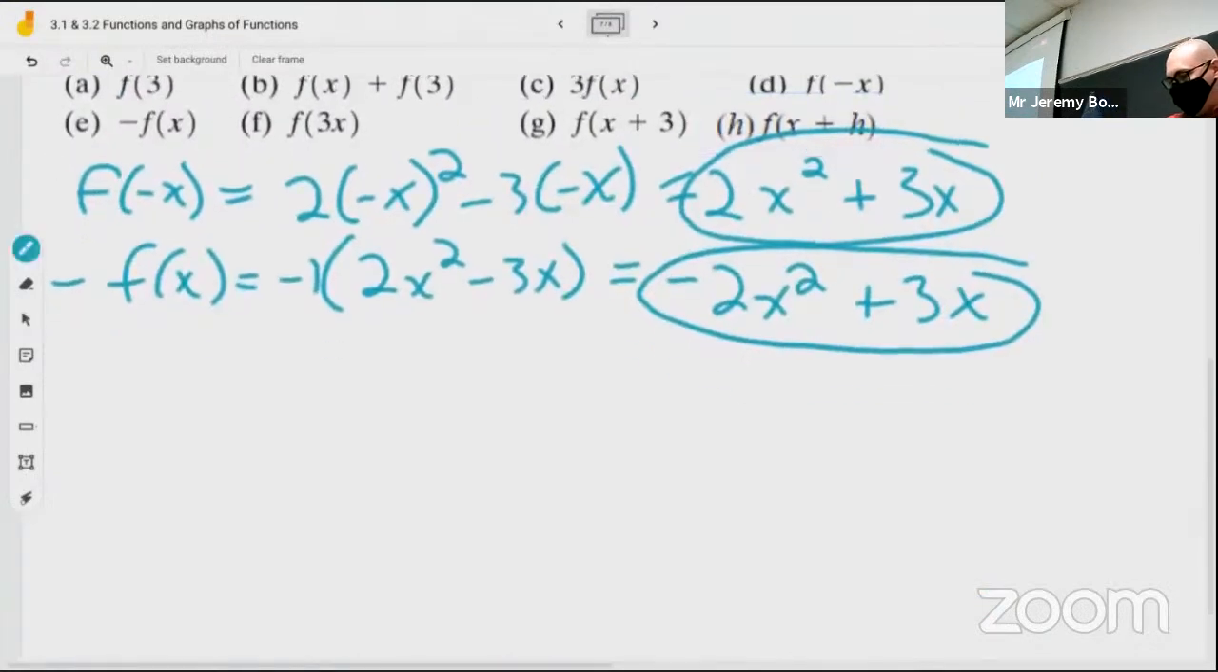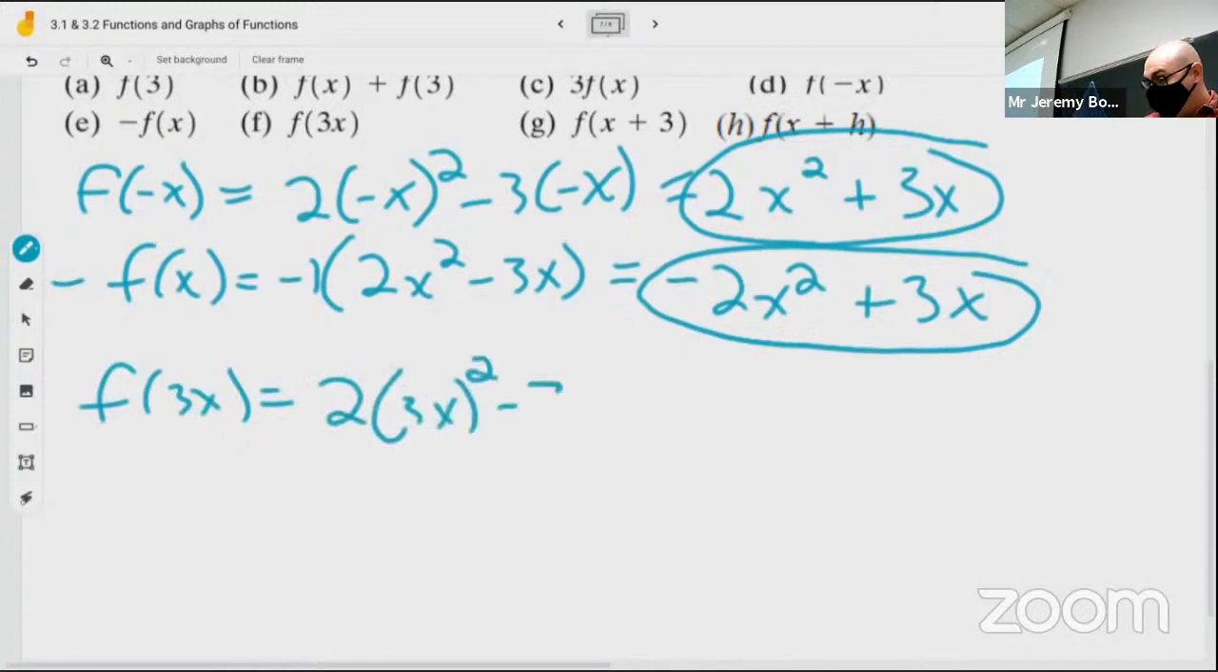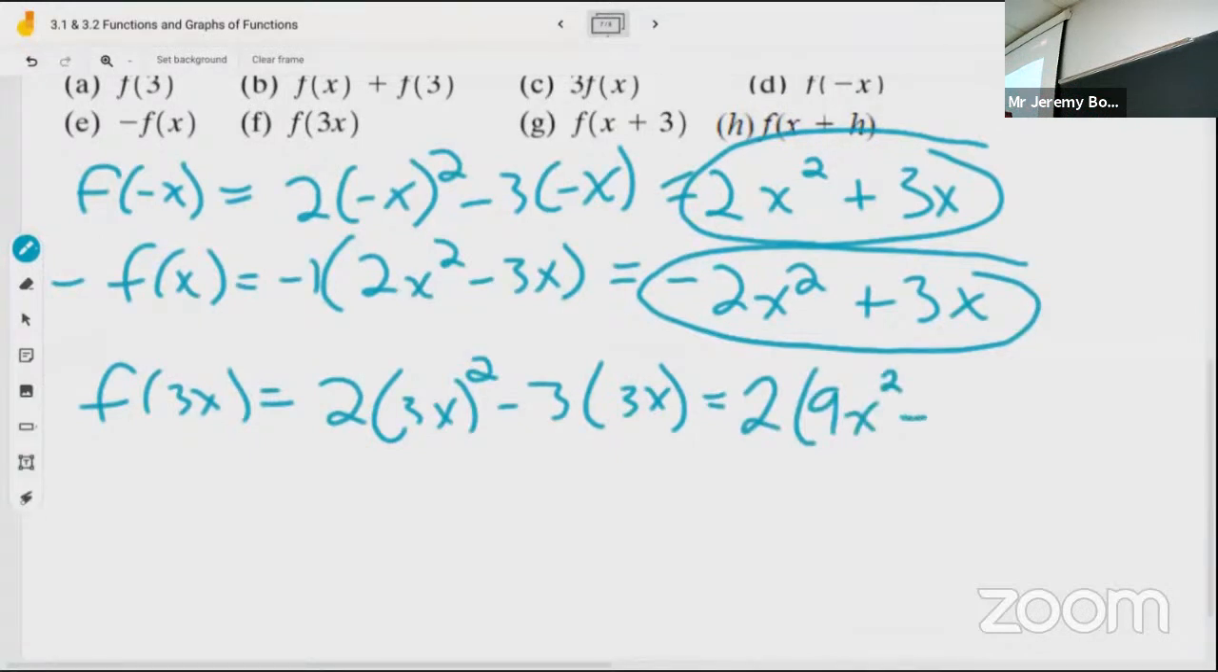All right, what was next? F of 3x. So we're just going to substitute in a 3x everywhere there's an x. So we have 2 times 3x squared minus 3 times 3x. The first one, that's going to be 9x squared. And it's going to be minus 9x. And then let's multiply the 2. So 18x squared minus 9x. Any questions on that one?